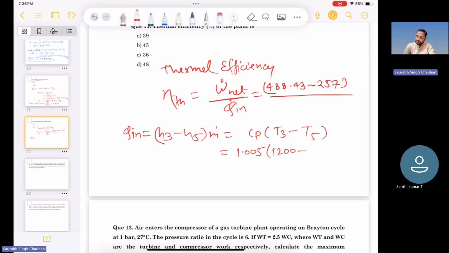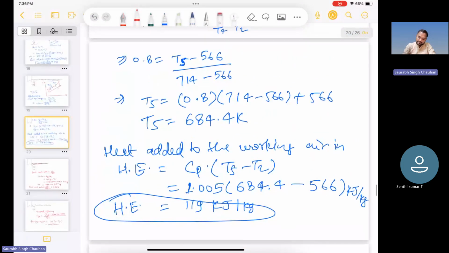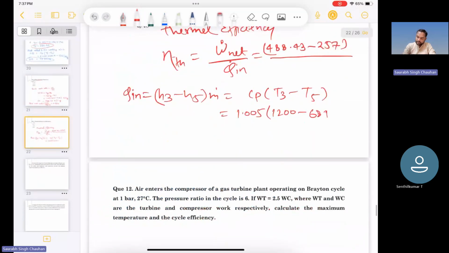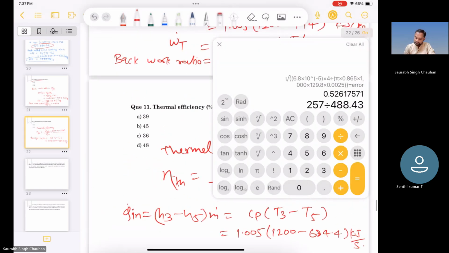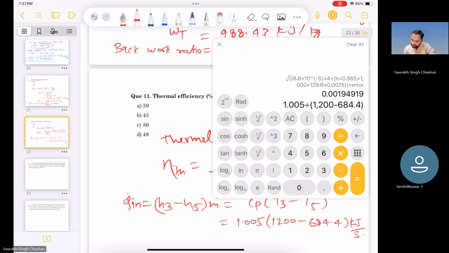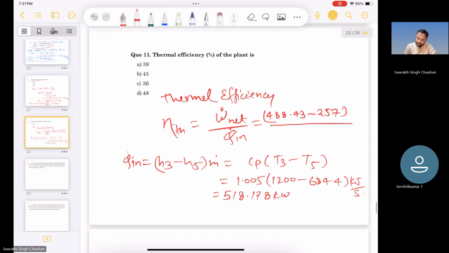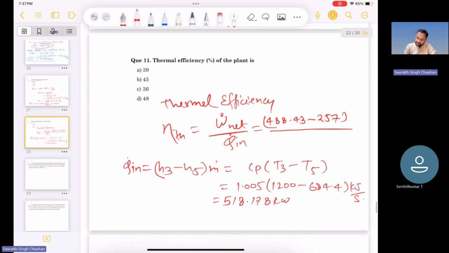1.005 times (1200 minus 684.4), where T5 was 684.4. Multiply it. 1200 minus 684.4 gives 518.178 kilowatt, and the net work output is this much.